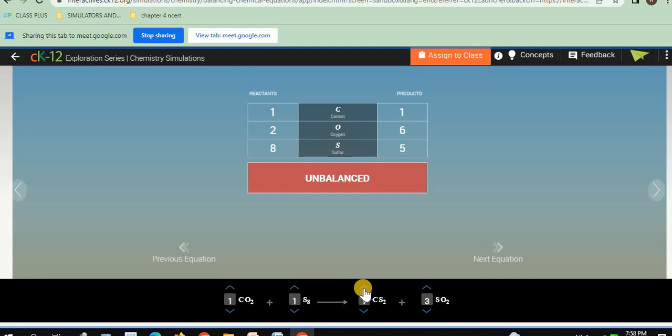3 and 3, not 4. 4 plus 4, 8. Right? 2 carbon, so option becomes 4. So here option was 8, so here 4. Okay. And carbon here 4. And now 8. 4 into 2, 8.